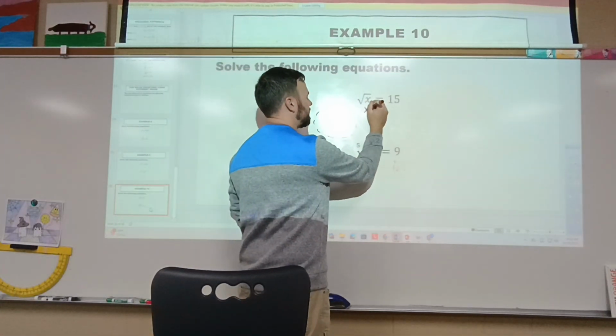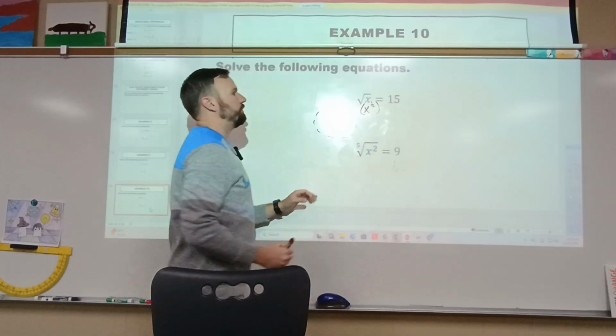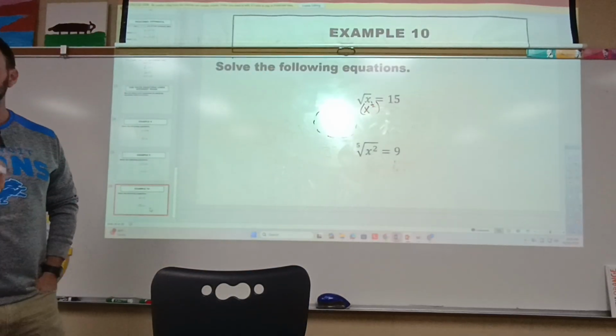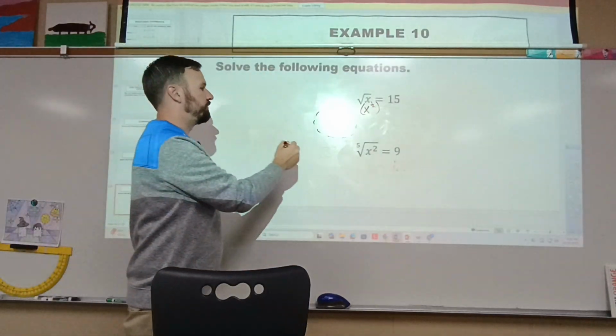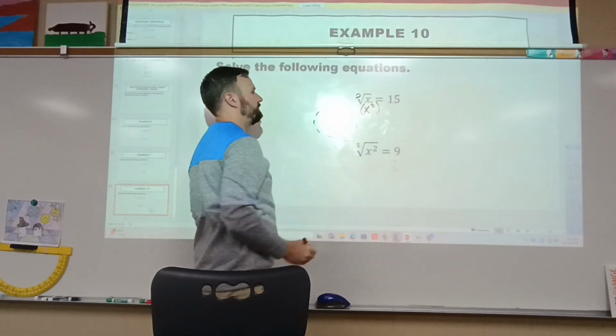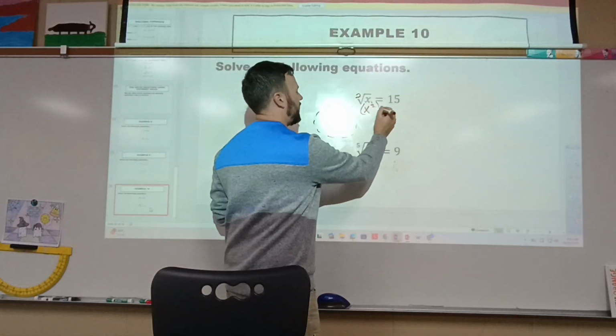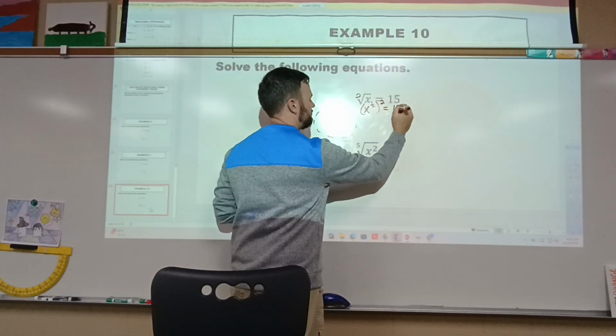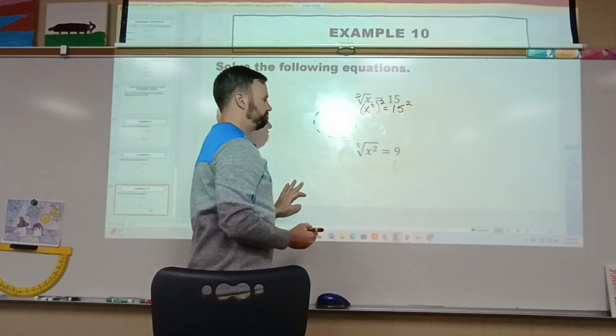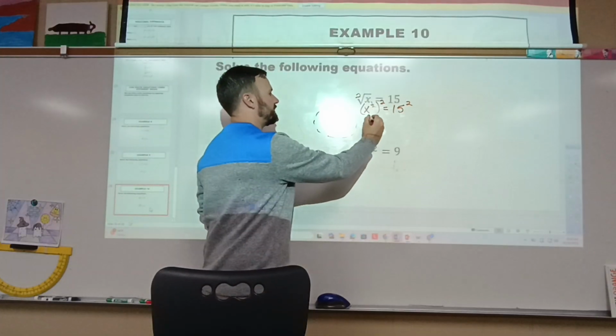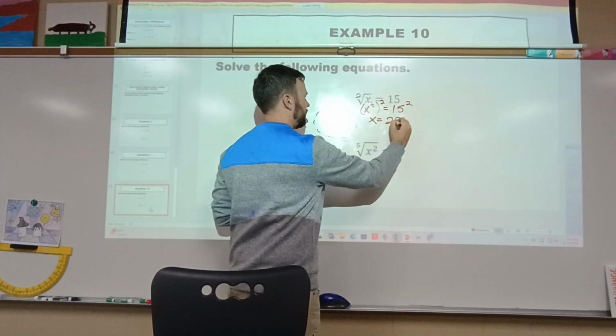But if I don't recognize it, a square root is a 1/2 power, right? Because if there's no number up there, it's a 2. So I'm going to take both sides to the second power, right? And I get x equals 225.